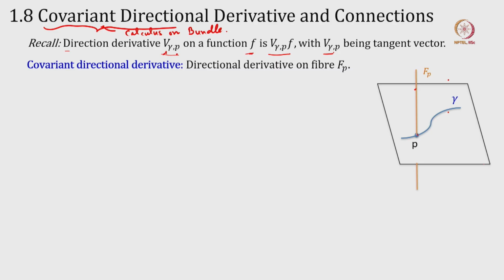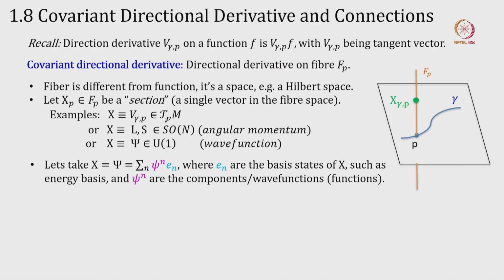Okay, just a tangent vector. But now we want to do the covariant directional derivative, which is a derivative on the fiber. And remember, this is not a function. This can be a space. So, how do we do the derivative on a space, and what additional structure do we have to keep in mind?